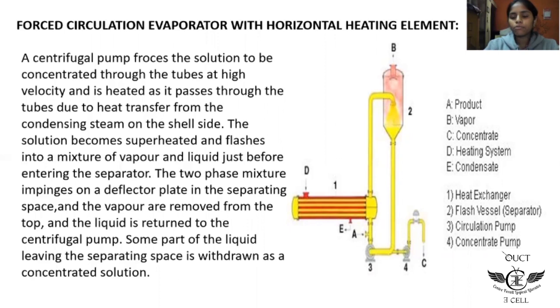The vapor is removed from the vapor outlet. As the two-phase mixture impinges on the deflector plate in the separating space, the vapor goes out from the vapor outlet at the top, and the liquid is returned back to the centrifugal pump. Some part of the liquid leaving the separating space is withdrawn as the concentrated solution. So this is about the forced circulation evaporation with horizontal heating element. Thank you.